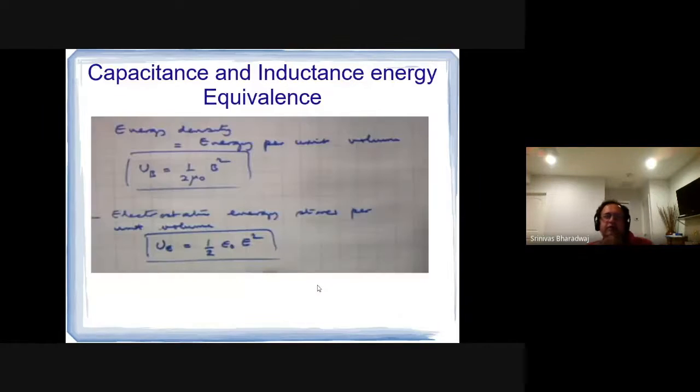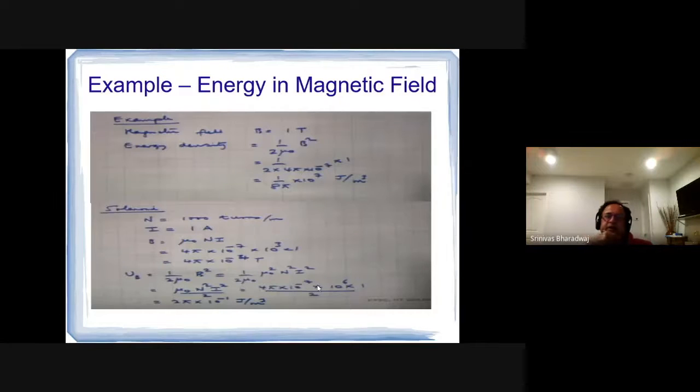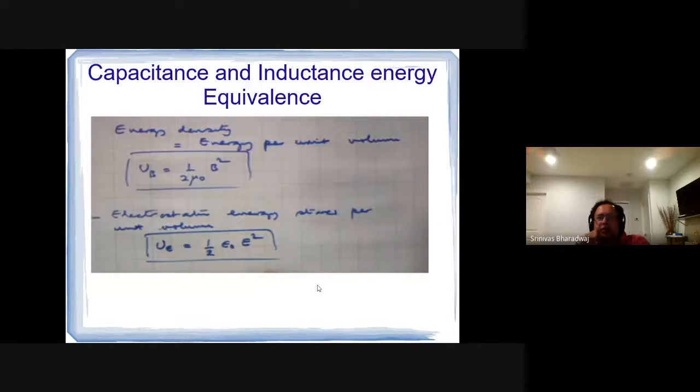Okay, so with that, B square by 2 mu naught is the energy density. In the case of the electrostatic field, if you remember, it is also half epsilon E square. Energy stored per unit volume was half epsilon E square. In this case, instead of epsilon, you have mu in the denominator. There is always the half, and there is E square in one, and that is the energy per unit volume.